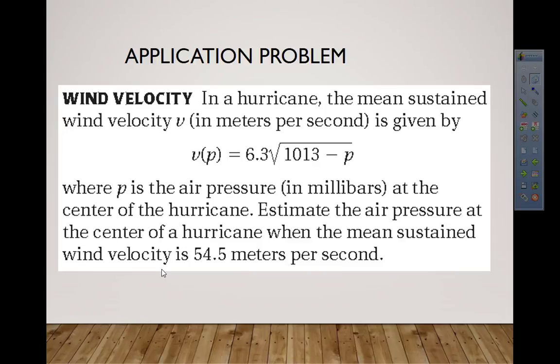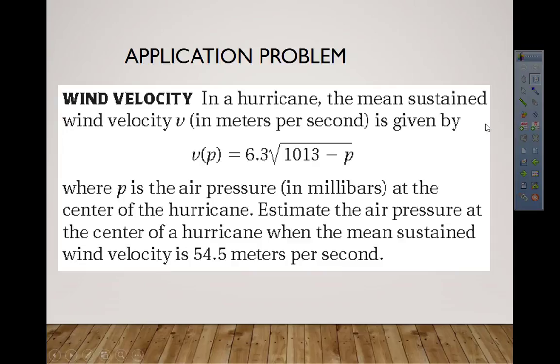So velocity of your wind, 6.3 times the square root of 1013 minus p, where p is the air pressure. And that's what's kind of interesting. The air pressure in the middle of the hurricane is not that much. You can fly a helicopter inside the middle of a hurricane. It's kind of interesting. Anyhow, we can estimate the air pressure at the center of the hurricane when the mean sustained wind velocity is 54.5 meters per second.